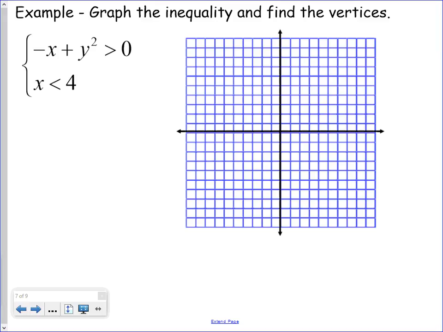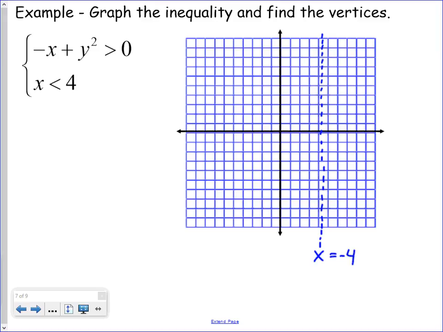A vertical line. We saw those all the time with asymptotes for logarithms and rational functions, right? When you have x equals a number, that's a vertical line. So we would want to go right 4, and we would want to draw, like Mason said, a dashed line at 4. And that's my line x equals 4, but I'm not including it because it's dashed, and because it's less than.